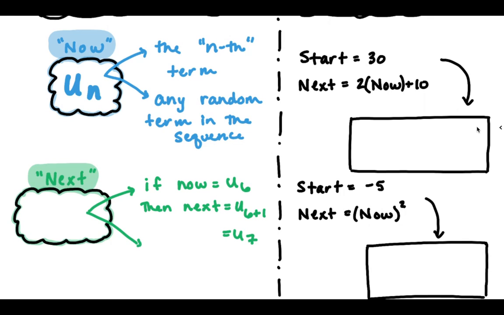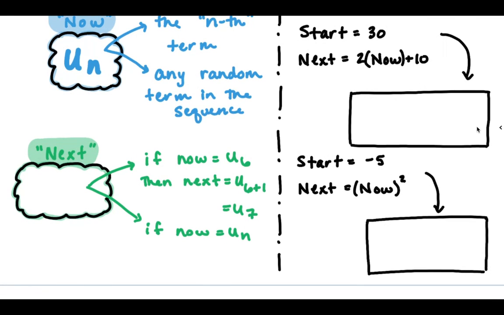So let's apply that idea. If the now term is u sub n, then the next term would be u sub n plus 1 in the subscript, right? We add 1 to the subscript to get to the next term. So our symbol for the next term is going to be u sub n plus 1.